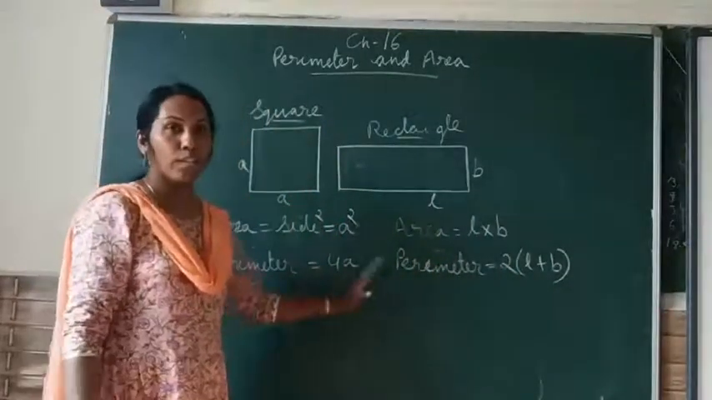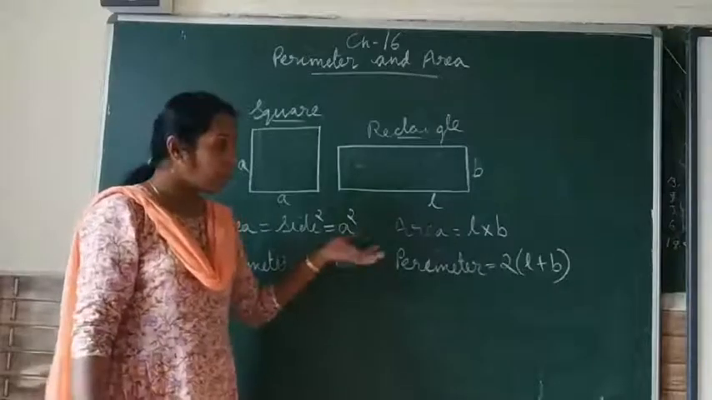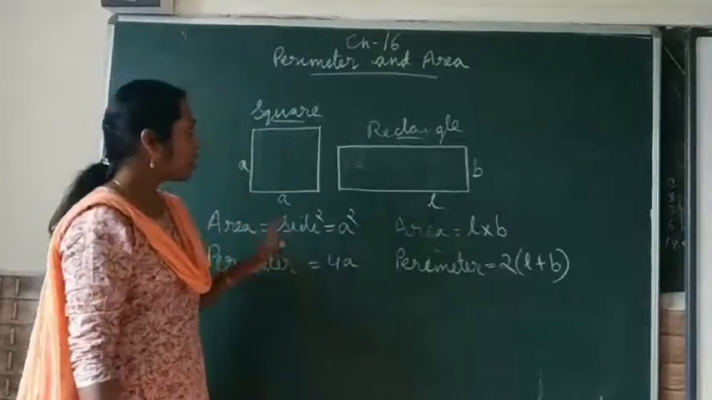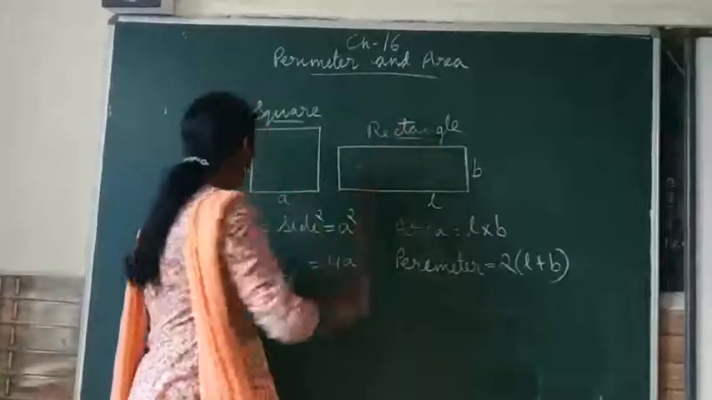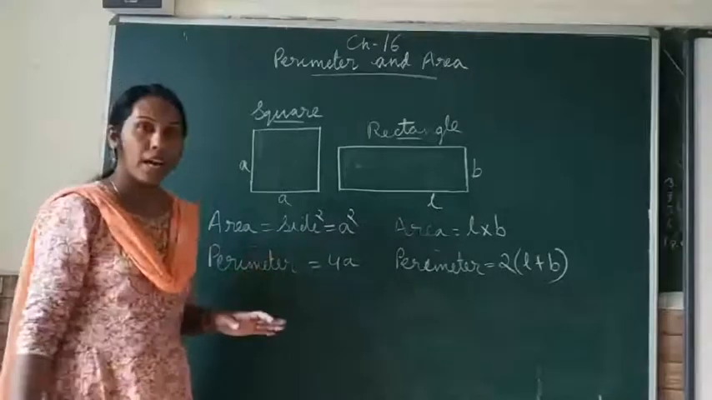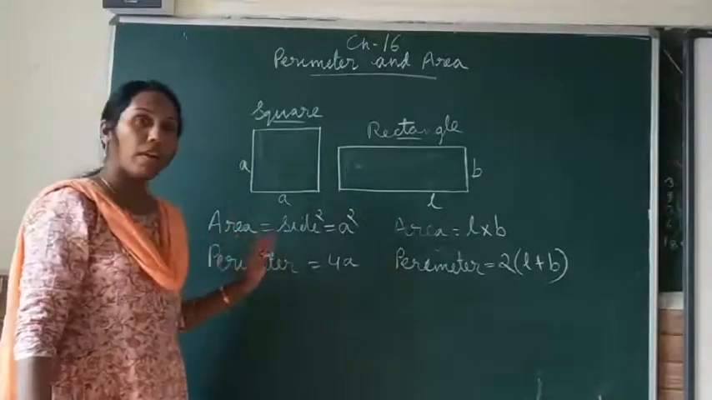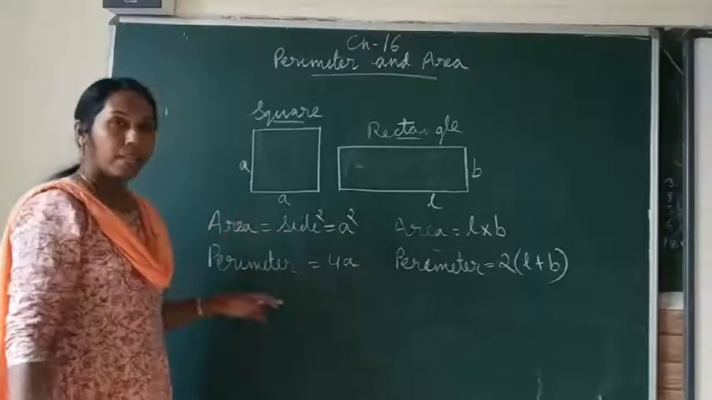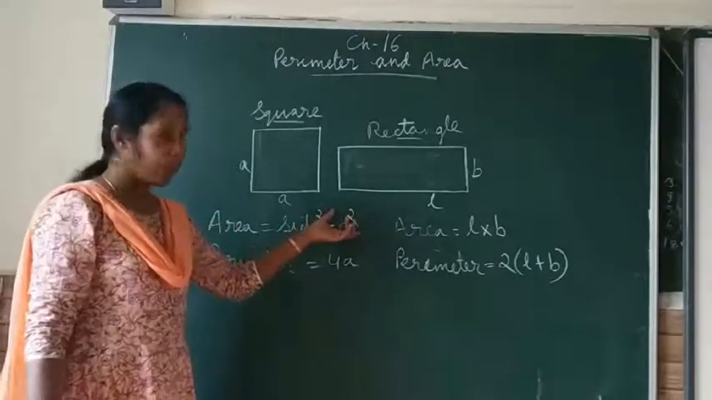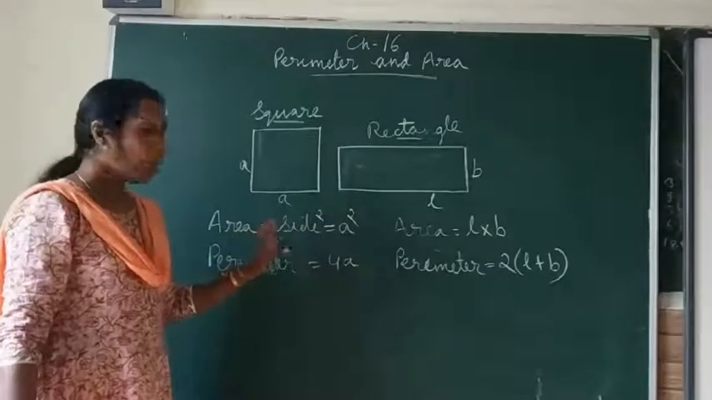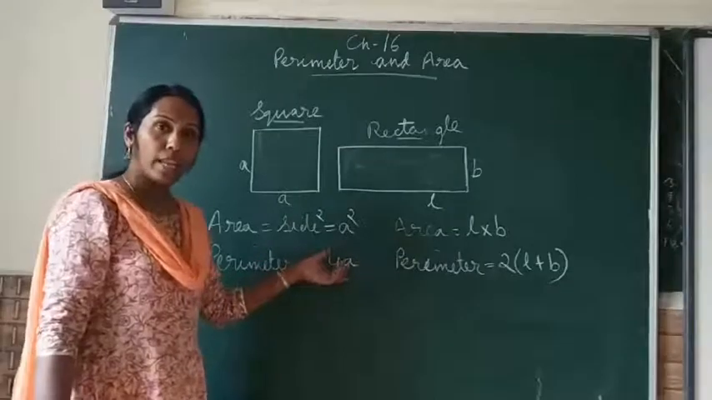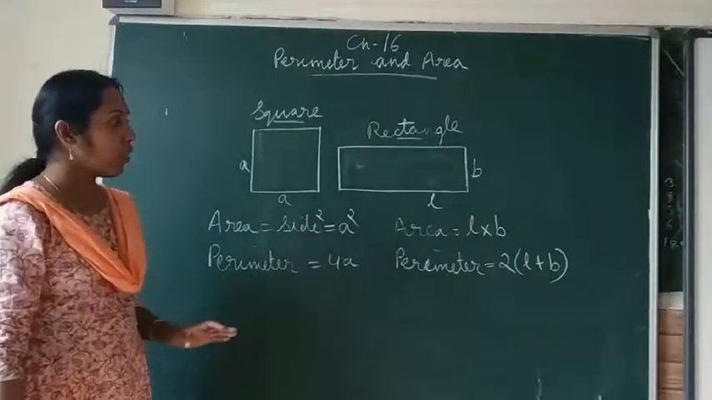You have already studied all this formula. In this class, we will learn how to apply this formula in various questions. So these are the formula for area and perimeter of square and rectangle. In case area is given, then we can find out the side with the help of this formula by taking out the square root. From the square we can find out the side of the square. If the perimeter is given, we have to divide it by 4 for the side of the square.